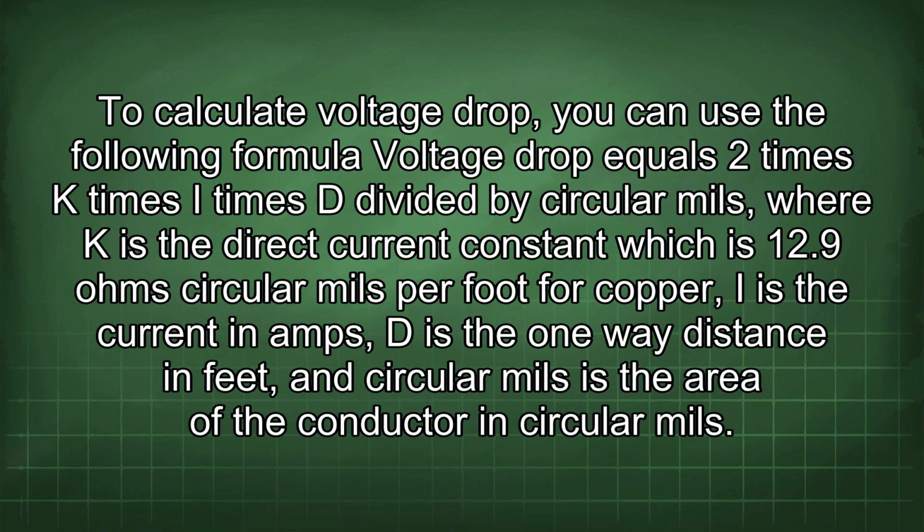To calculate voltage drop, you can use the following formula: voltage drop equals 2 times K times I times D divided by circular mils, where K is the direct current constant, which is 12.9 ohms circular mils per foot for copper, I is the current in amps, D is the one-way distance in feet, and circular mils is the area of the conductor in circular mils.